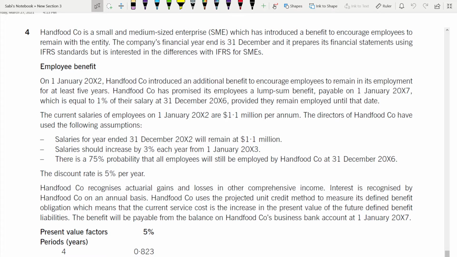Question number 4 of SBR September-December 2020 paper. This is the last question and then we are over with the September-December 2020 paper. By the way, if you haven't seen my first three videos on the first three questions, please do check them out.